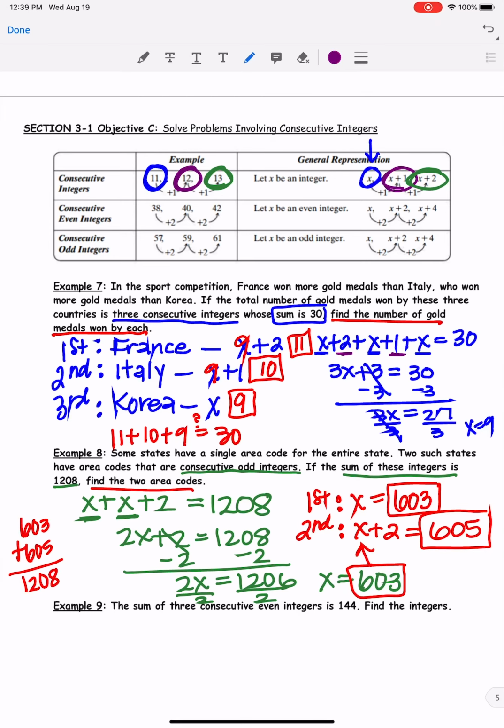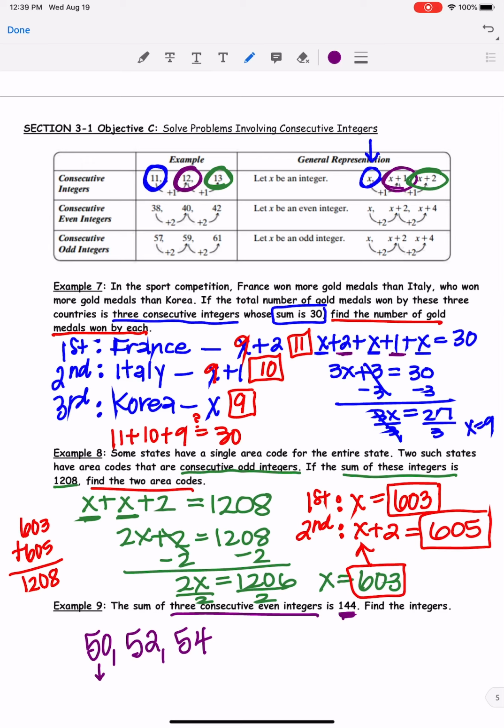All right, my last example, example 9. The sum of 3 consecutive even integers is 144. Find the integers. So, same thing here. It does not matter if it is odd or even, you treat it the exact same way. So if my 3 numbers, let's say, is 50, 52, and 54. These are my 3 consecutive even integers.